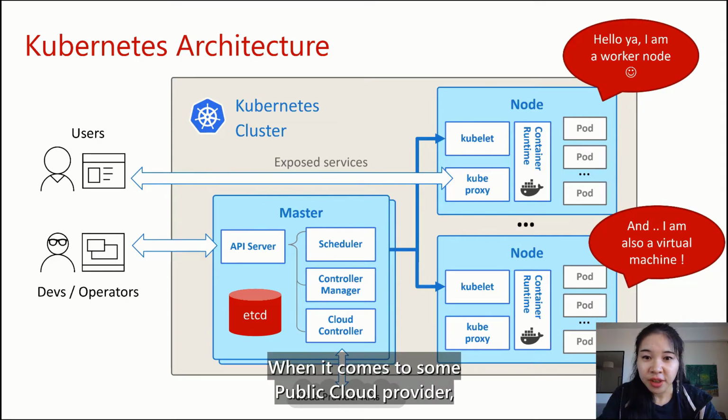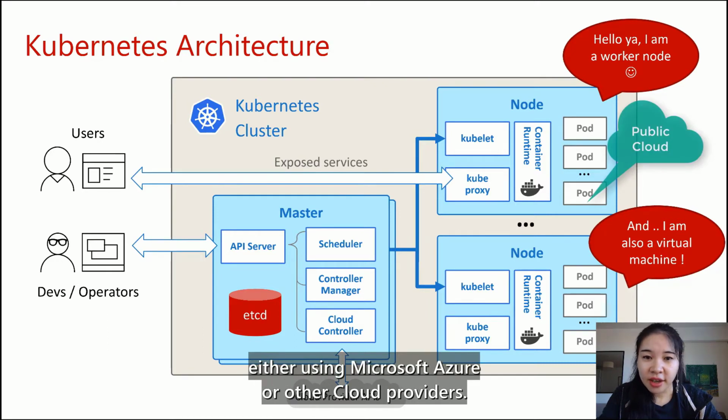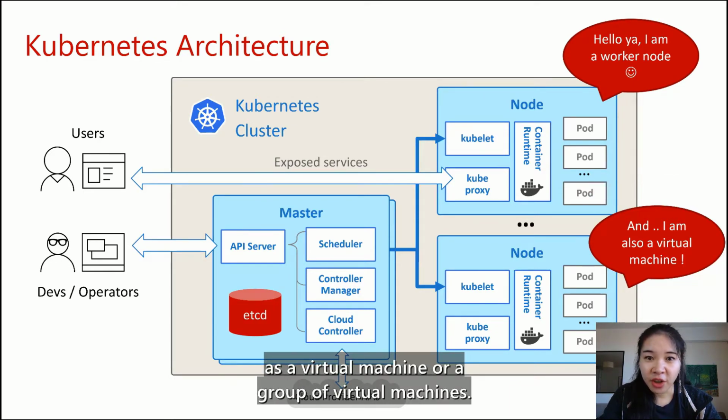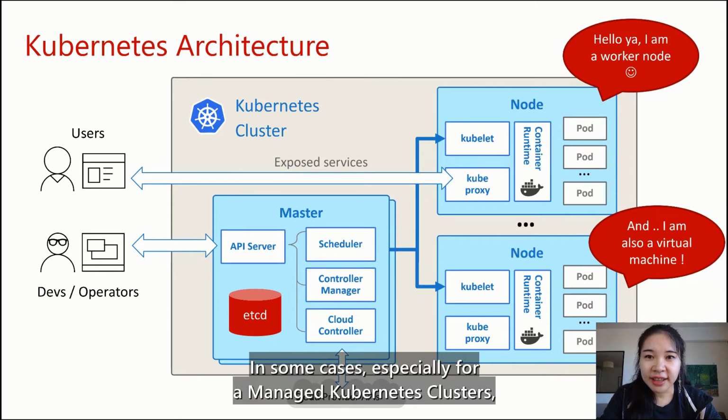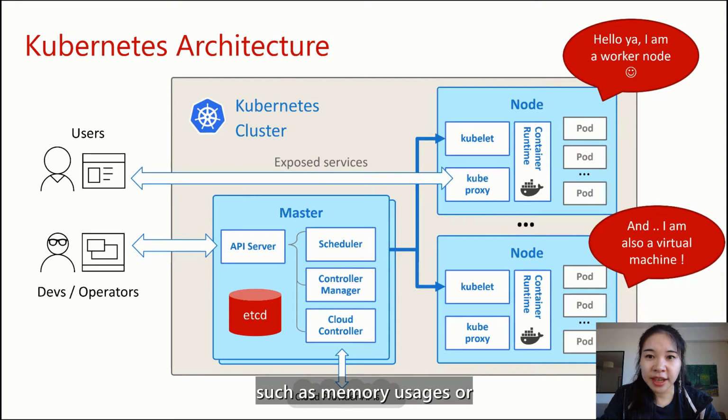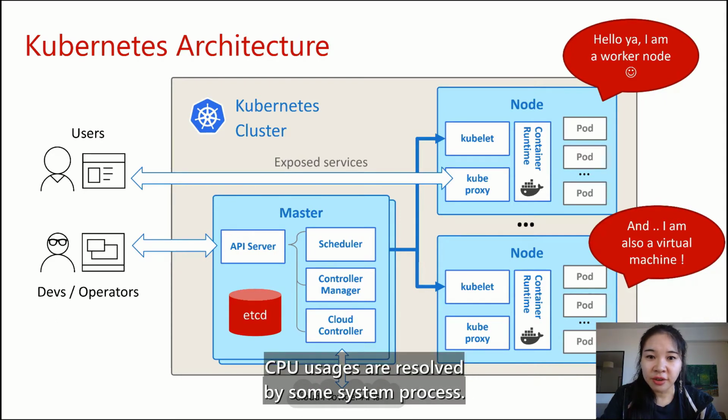When it comes to public cloud providers, either Microsoft Azure or other cloud providers, basically the worker nodes can be represented as a virtual machine or a group of virtual machines. But basically, all those virtual machines provide the compute resources to your application deployed on top of Kubernetes. And in some cases, especially for managed Kubernetes clusters, some resources, such as memory or CPU usage, are usually reserved by system processes.